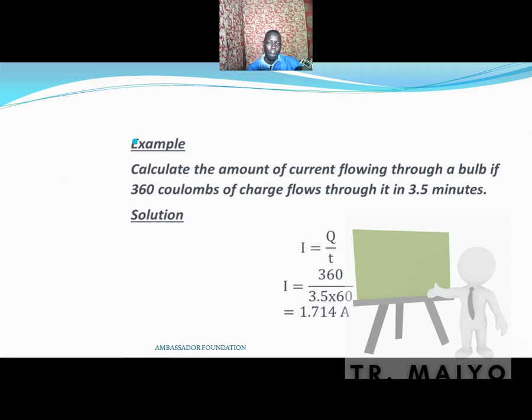So first of all, look at the question. It wants us to calculate the current. So current is given by Q over T. That's the first formula. Write that formula. I will give you a mark. Every teacher will give you a mark on the formula. And then from there, now let's replace.